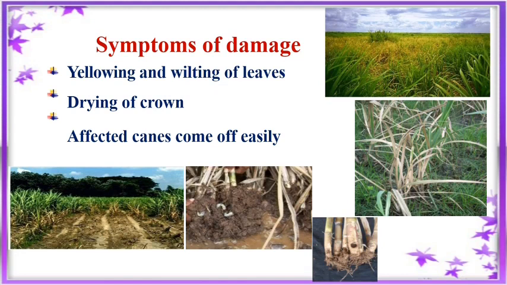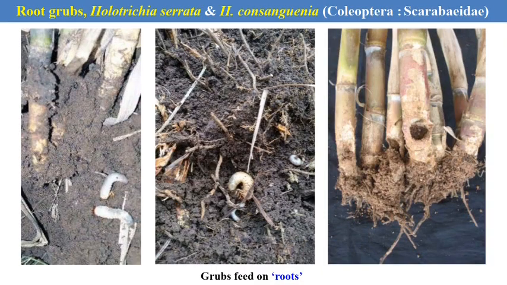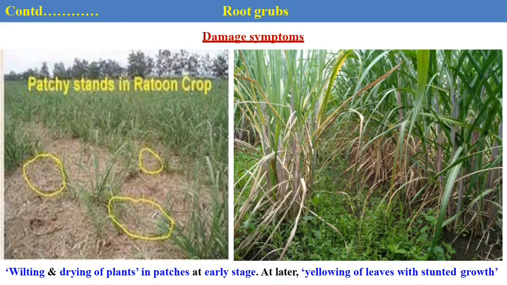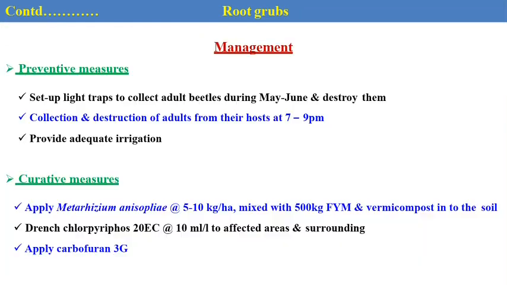These are the symptoms of damage produced due to the infestation, or the feeding, of the grub on the roots of this sugarcane crop. The grub feeds on the roots and rootlets, and as a result the infested canes easily fall out. Patchy stands in the ratoon crop are also observed due to severe infestation of this pest.